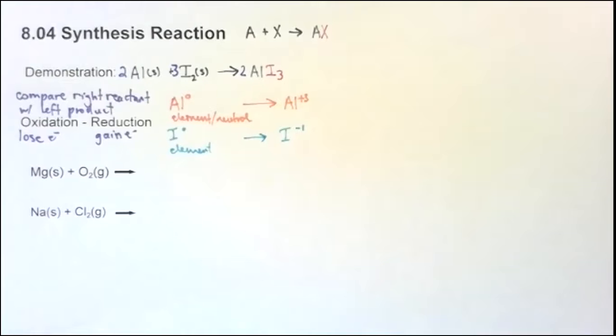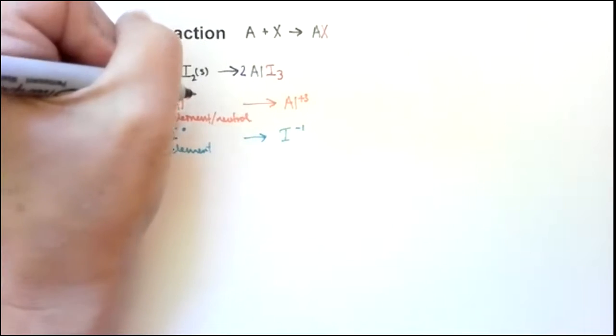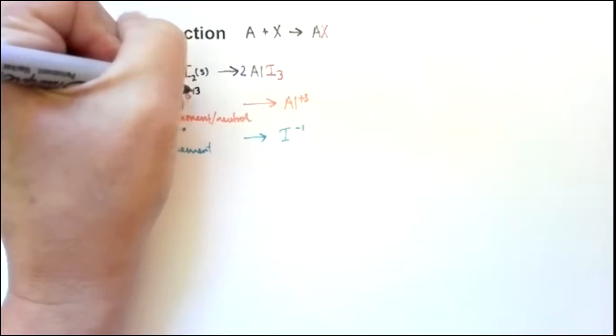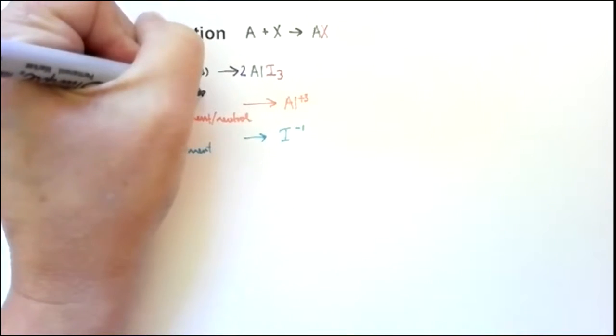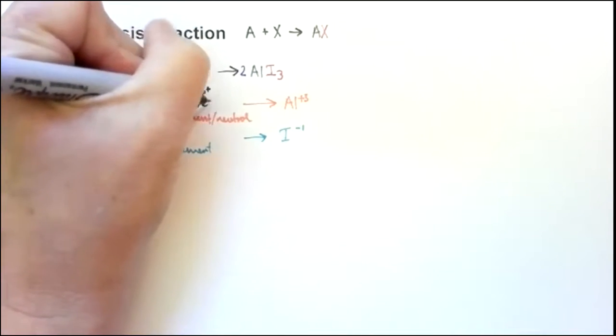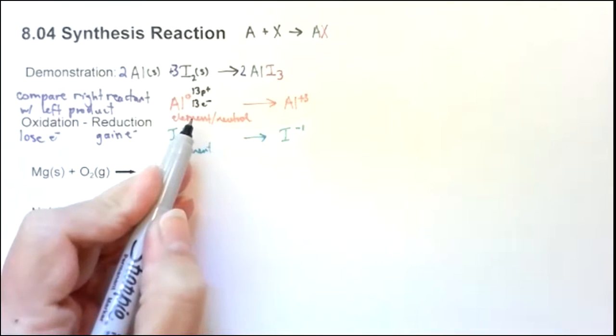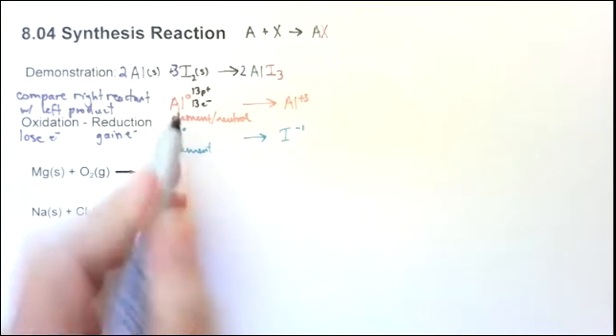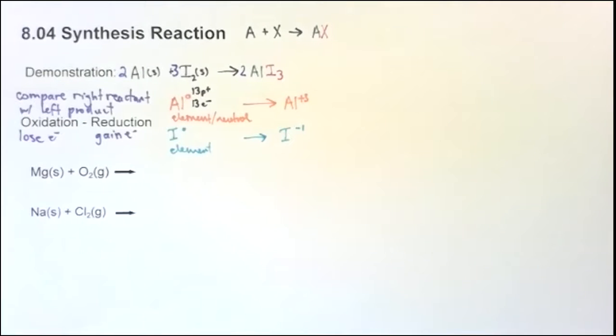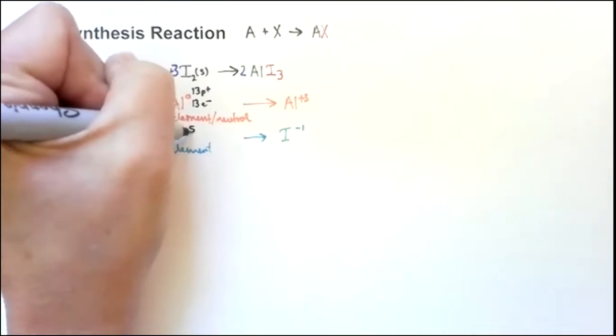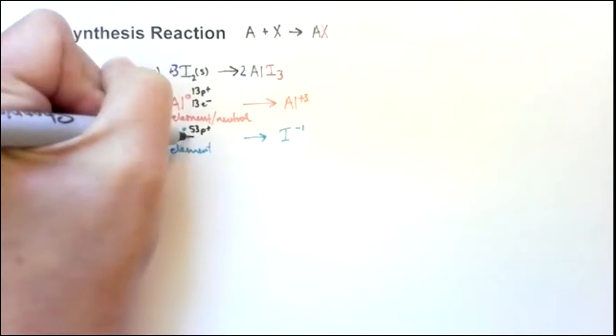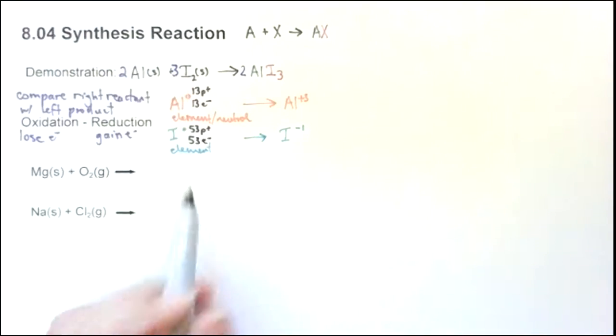Let me grab a periodic table. I'll pause the video. So if I grab my periodic table and look at aluminum, I see that aluminum has 13 protons. So it's also going to have 13 electrons because it's neutral here. So the charges have to add up to 0. If I look at iodine, I've got 53 protons, which means I have to have 53 electrons.